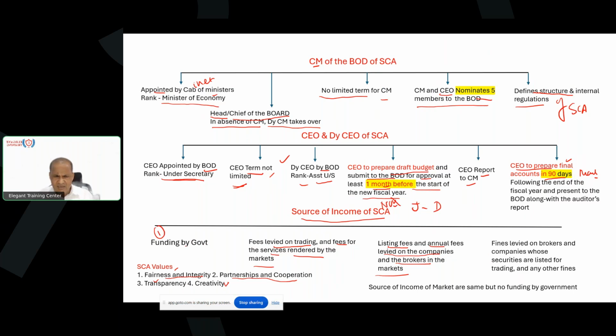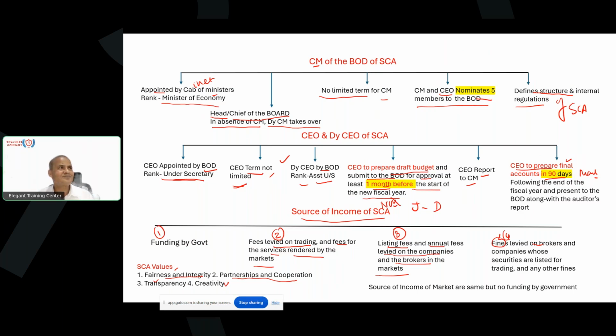We're discussing: one is government funding, second fees, third listing fees, fourth fines and penalties. SCA also gives fines to brokers and markets. So those fines are also a kind of income. We don't say income, we say funding. It's not an income, right? So those are the sources of funding by SCA. Clear? Good. Any doubt on this?